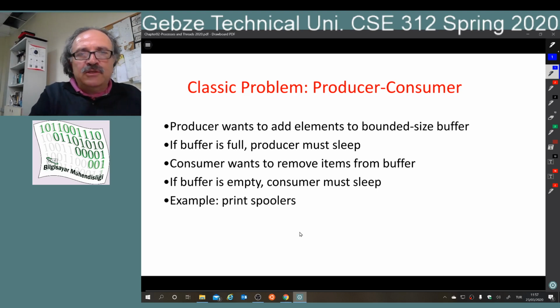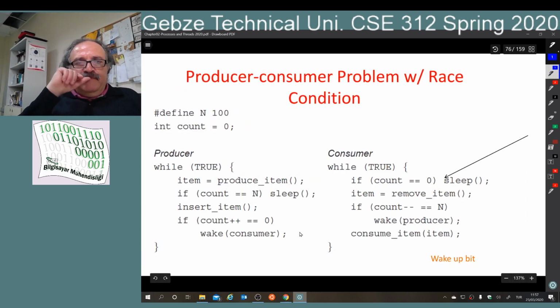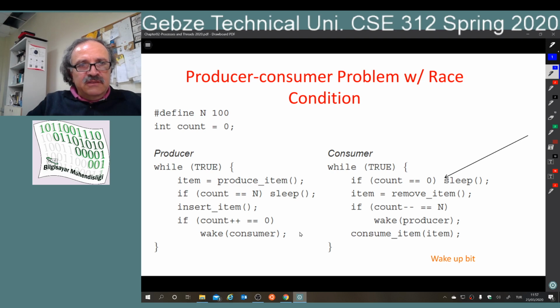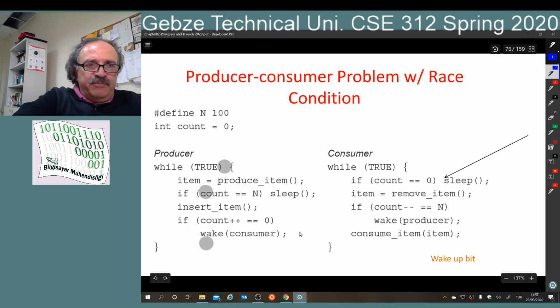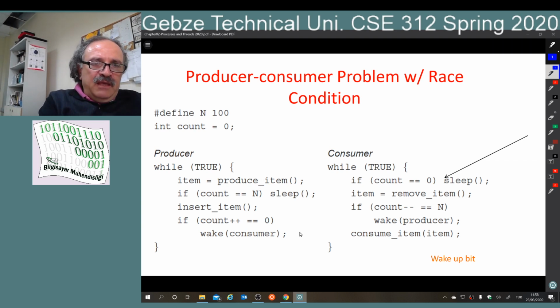Okay, good. So let's look at this example. Let's say we have n number of elements in our buffer. Count is 0. This is my producer, the program trying to print something. This is the consumer, the spooler. While true, in an infinite loop, I produce an item, whatever it is, just a regular thing.